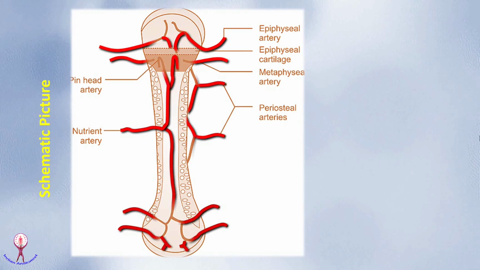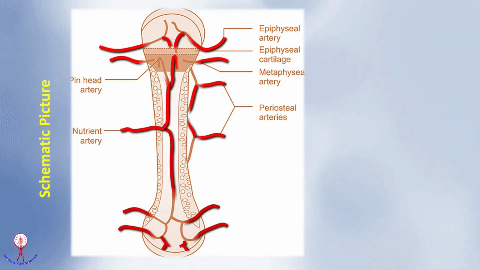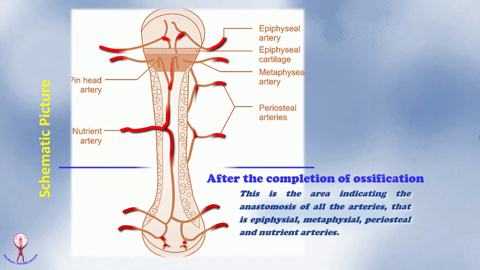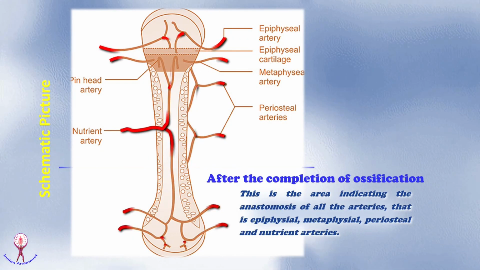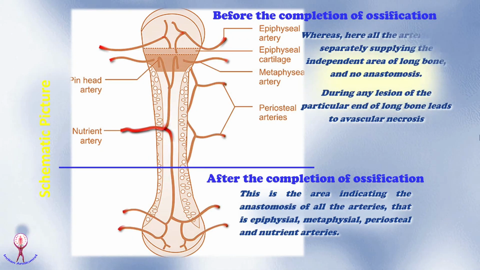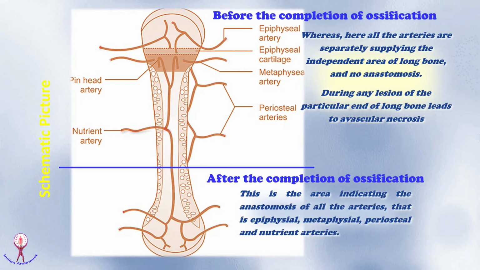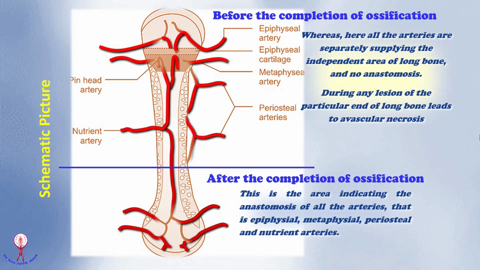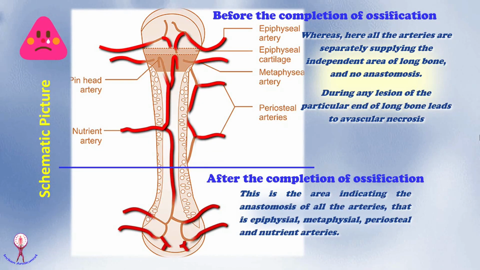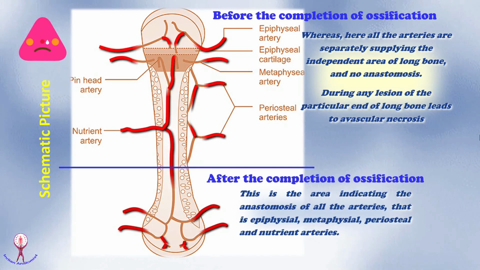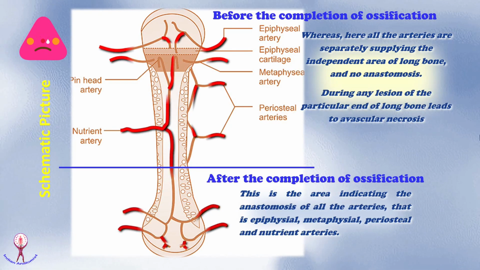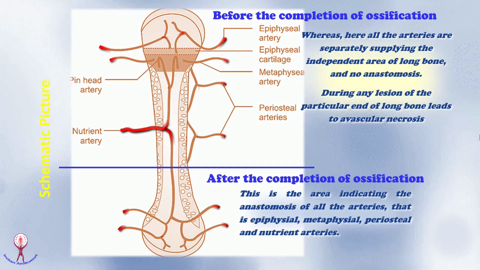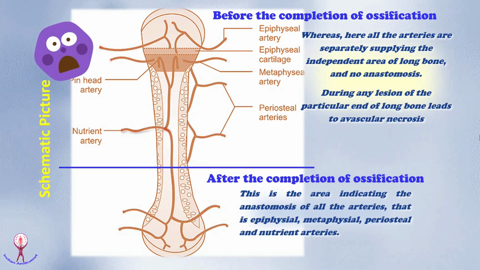This is the area indicating the anastomosis of all the arteries, that is epiphyseal, metaphyseal, periosteal, and nutrient arteries. This is seen in adult long bones after the completion of ossification. Because of this anastomosis, the bone ends establish the collateral circulation, that is the power of anastomosis. At the same time, in children, before ossification completes, the blood vessels are separately supplying independent areas of long bone, and no anastomosis occurs. Because of this, any lesion of a particular end of a long bone leads to avascular necrosis of long bones or short long bones.